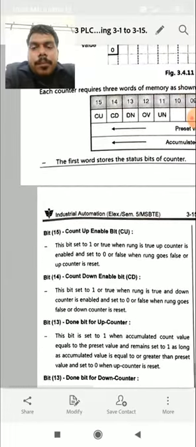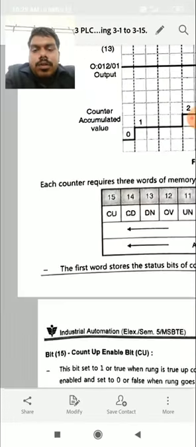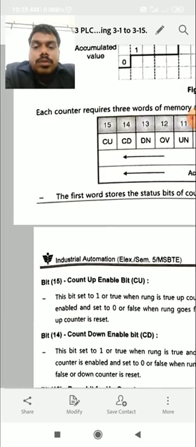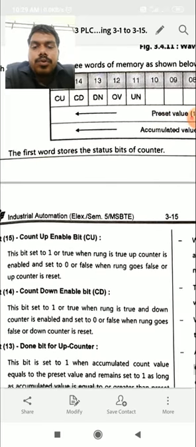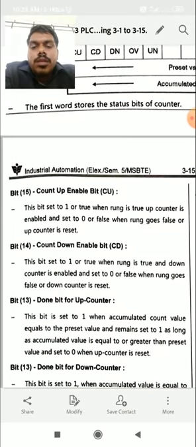The first one is bit 15, CU. What is CU? Count up enable bit. This bit is set to 1 or true when the rung is true, and the up counter is enabled. It is set to 0 or false when the rung goes false. Similarly, the CD bit is set to 1 or true when the rung is true and the down counter is enabled, and set to 0 or false when the rung goes false.